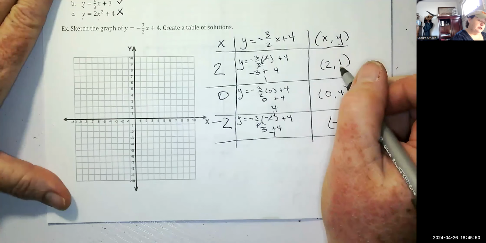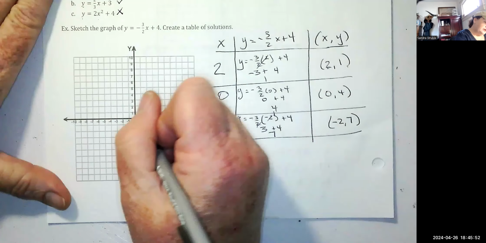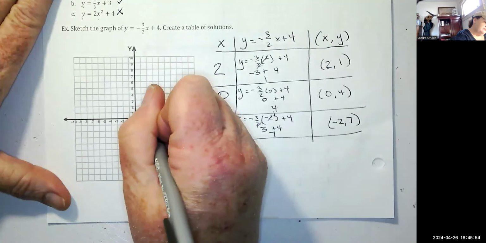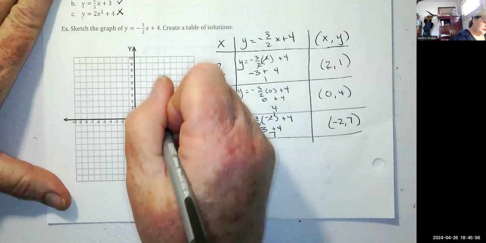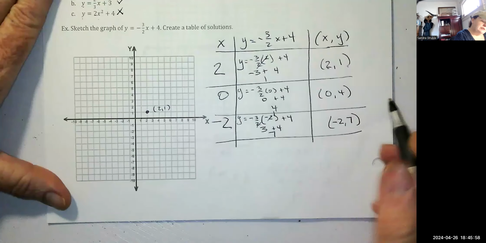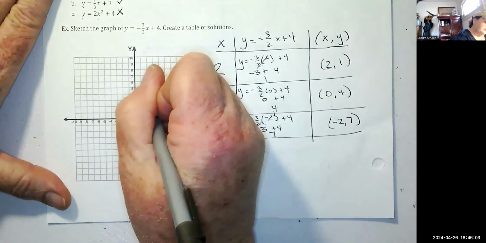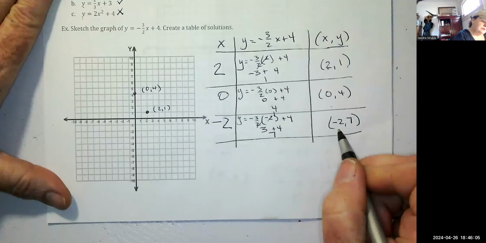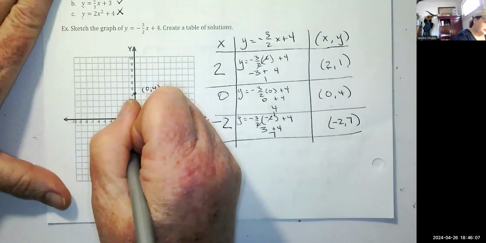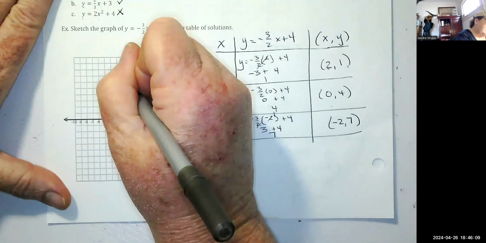2, 1. So I'm going to go to the right 2 and up 1. So it's positive 1, 2, and 1. That's 2, 1. The next one is 0, 4. 0, and I'm going to go up to 4. And the last one is negative 2, 7. So 1, 2, and I'm going to go up to 7.